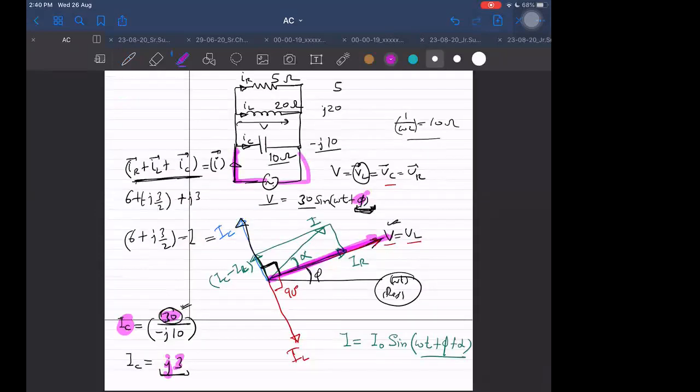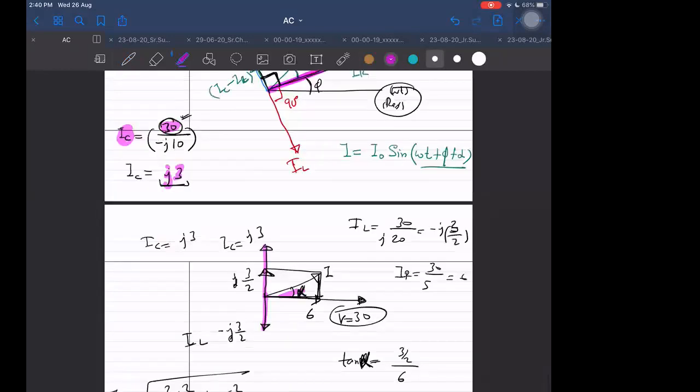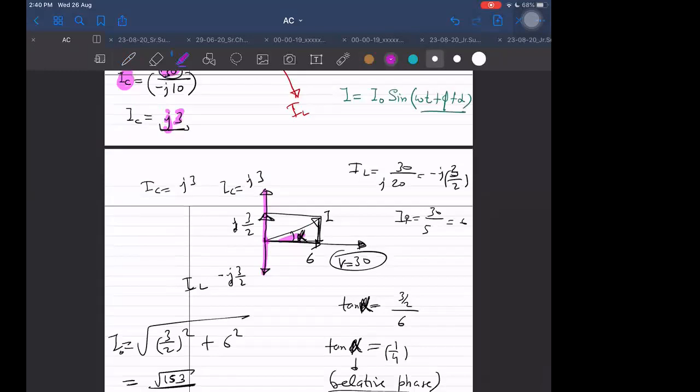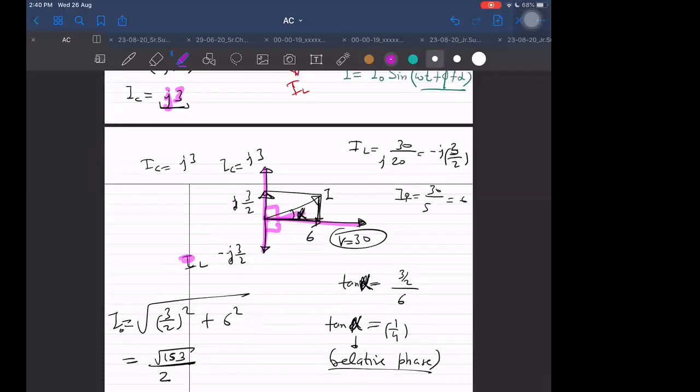So once I know how it is varying, and if they ask how IC, IL, or IR is varying, those are already simple. IR was along V, IC was 90 degrees ahead of V, and IL was 90 degrees behind V. IL always lags. How will you remember that? Either you remember that XL has a J term, so automatically we understand what we get for IL.